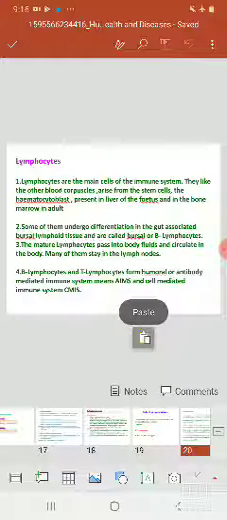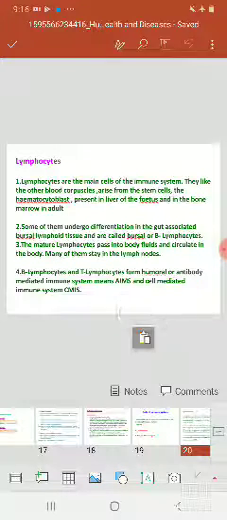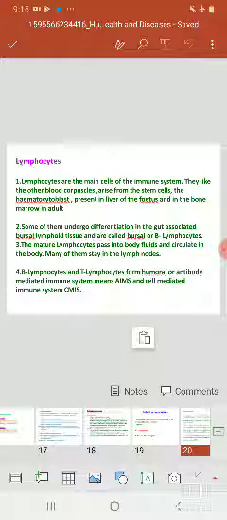Some of them undergo differentiation in gut-associated lymphoid tissue and are called B lymphocytes, and others are differentiated in the thymus gland and are termed T lymphocytes. The mature lymphocytes pass into the body fluids, that is blood and lymph, and circulate in the body. Many of them stay in lymph nodes.